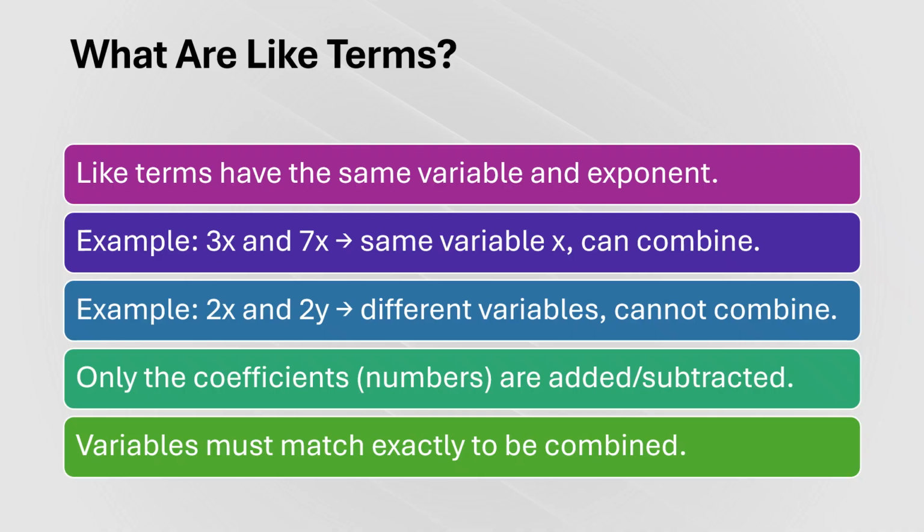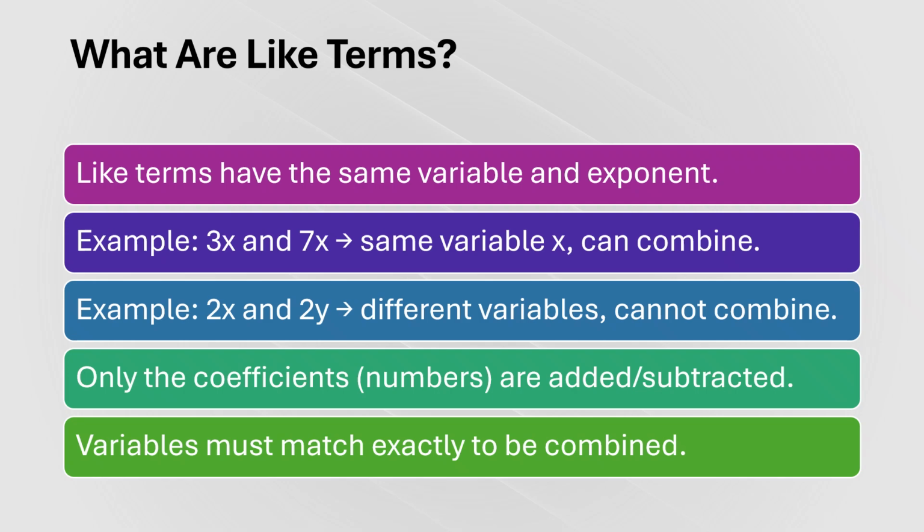Like terms share the same variable and the same exponent. For example, 3x and 7x are like terms because the variable is x in both. On the other hand, 2x and 2y are not like terms because the variables are different.